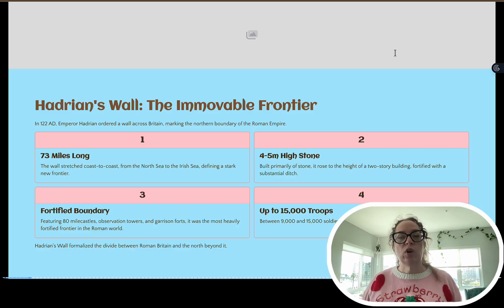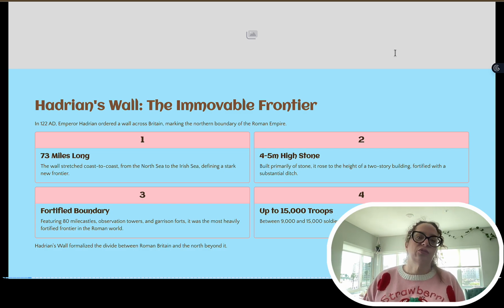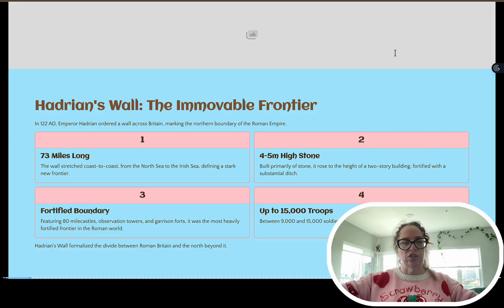So I want you to think about what it meant to build something like this. Why did the Romans build such a huge, well-enforced wall and put so much money into guarding it? They didn't build Hadrian's Wall because the people on the other side were just a little different from them. They built it because every attempt to extend Roman civilization into the far north of Britain, basically into Scotland, had failed.